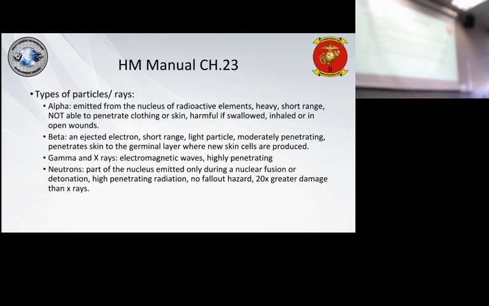The types of particles and rays, you have alpha, emitted from the nucleus of a radioactive element, heavy, short range, not able to penetrate clothing or skin. Beta is an ejected electron, short range, light particle, moderately penetrating. Gamma and X-rays, electromagnetic waves, highly penetrating, and neutrons. So I've had a question where they tell the situation, and then those were my options. So is it alpha, beta, gamma, what kind of rays it was?